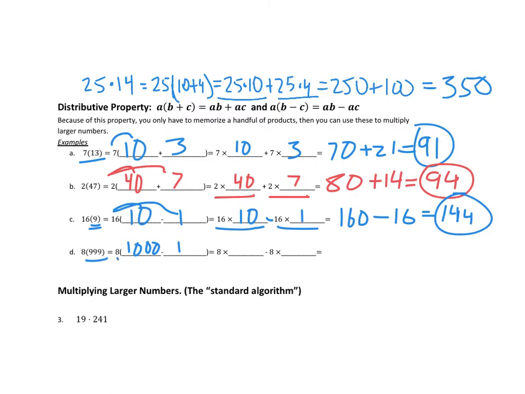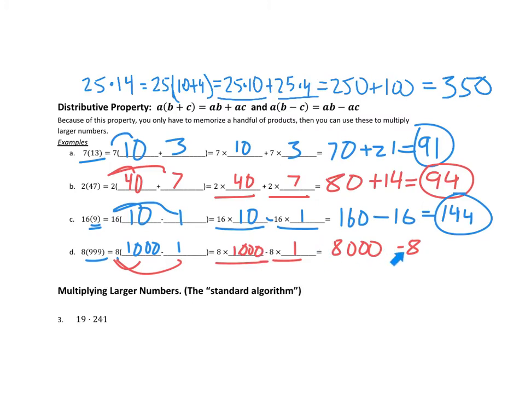So we have 8 times 1,000. We'll do that problem, and 8 times 1. So we're taking a difficult looking problem and changing it into 2 easy problems. 8 times 1,000 is 8,000. 8 times 1 is 8. And we're subtracting because we did this as a minus.